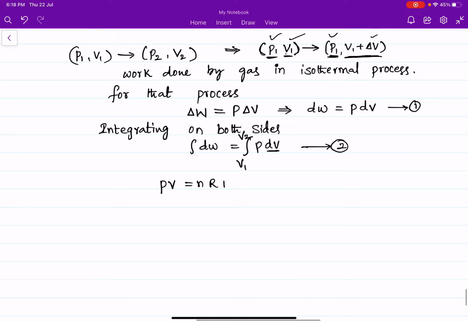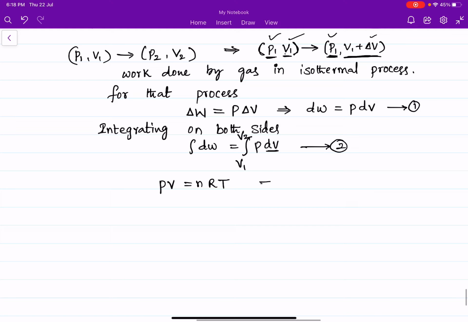From the ideal gas equation, PV = nRT. From this, we can write pressure P as nRT by V. Substitute this expression in the above equation. So integral dW is simply W, the total work done; integration and differentiation cancel.